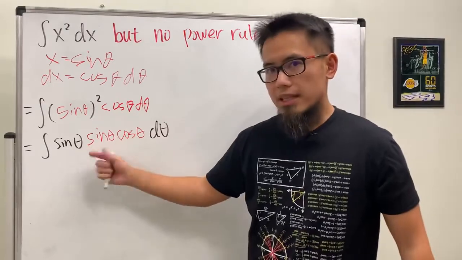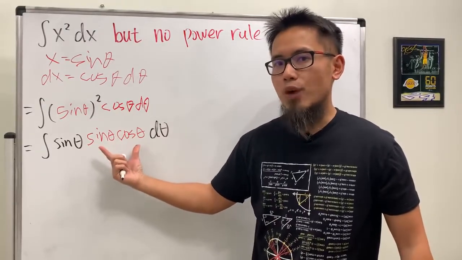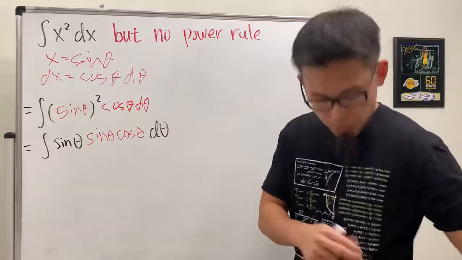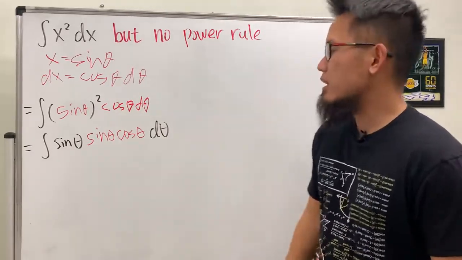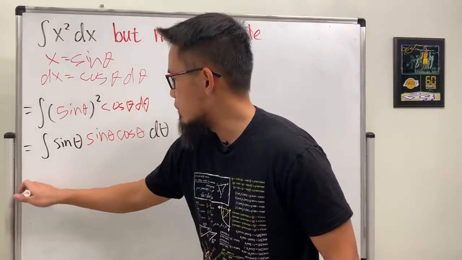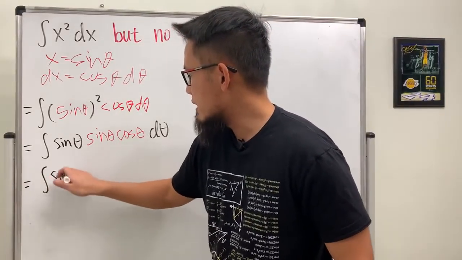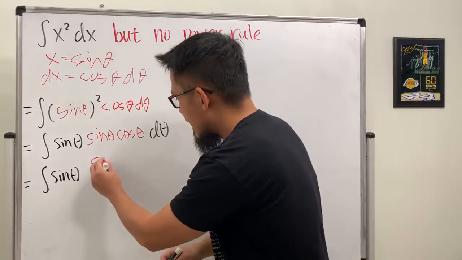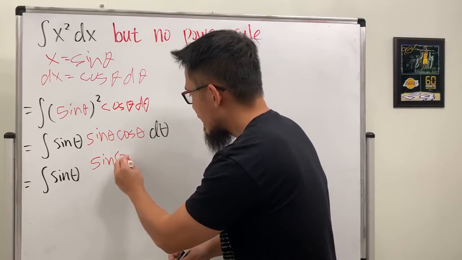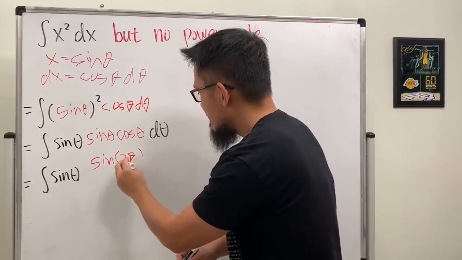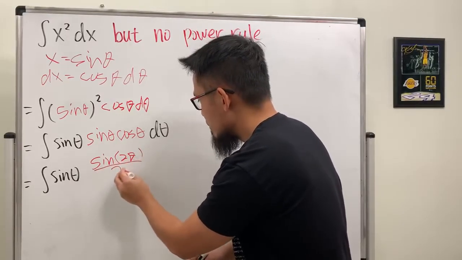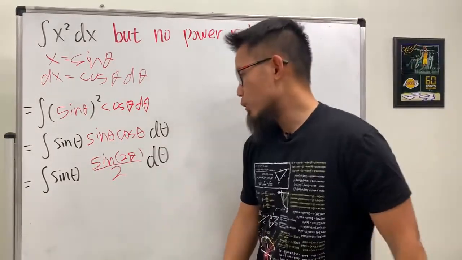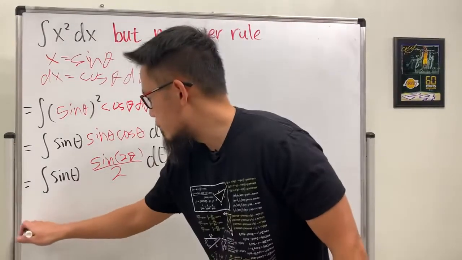The good thing right here is that this right here, we actually have a nice identity for it. It's the sine of 2 theta, but divided by 2, right? So in fact, I'm just going to replace this with the following. So the first sine theta stays the same, but this right here, it's the same as saying sine of 2 theta, but then we will have to divide it by 2. And then of course we have the d theta. Now we can of course bring the 1/2 to the front, and let's go ahead and do that.